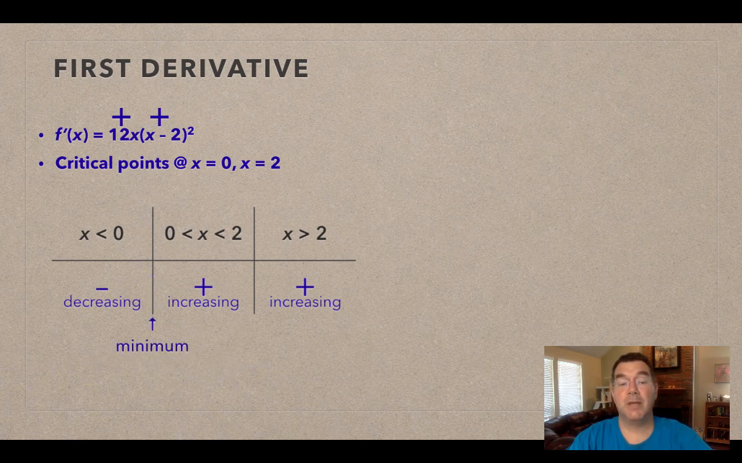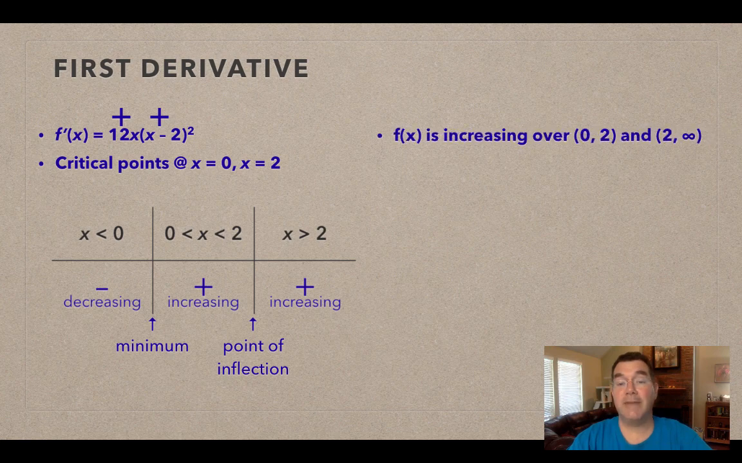All right. Since it switches from decreasing to increasing at x equals 0, there's a minimum at x equals 0. And since it doesn't change from increasing to decreasing or vice versa, it goes from increasing and then it levels off, and then it increases again, we're going to call that a point of inflection. Okay, so f is increasing from 0 to 2 and from 2 to infinity, and it's decreasing from negative infinity to 0.